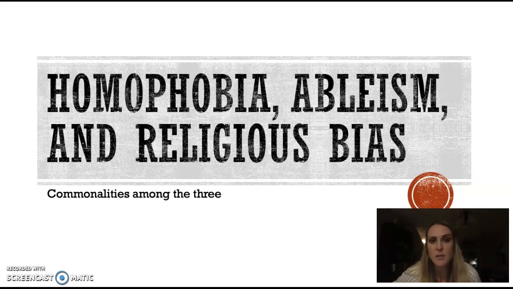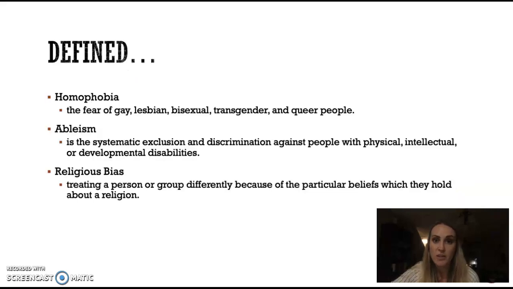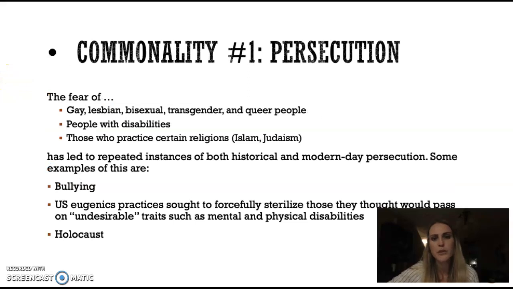Okay, so in this screencast, I'm going to discuss some of the commonalities that exist between homophobia, ableism, and religious bias. But first, I kind of wanted to start with a definition of the three. Homophobia is the fear of gay, lesbian, bisexual, transgender, and queer people. Ableism is the systematic exclusion and discrimination against people with physical, intellectual, or developmental disabilities. And then religious bias is treating a person or group differently because of the particular beliefs which they hold about a religion. So the first commonality that I identified across the board was persecution of these three different groups.